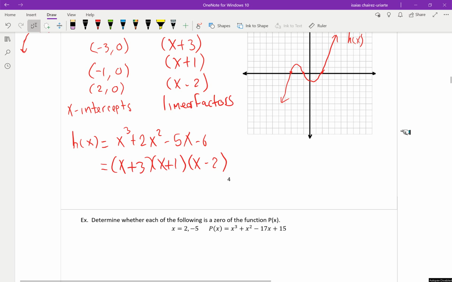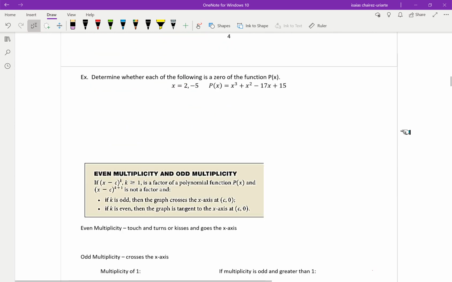This is section 4.1, part 2. In this section, we're trying to graph polynomial functions. All right, so let's move on.